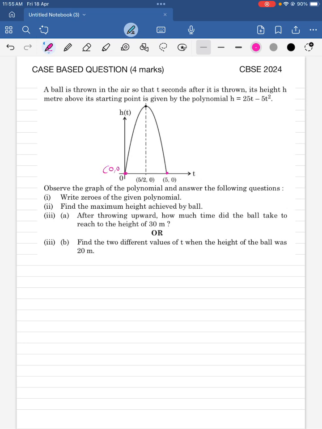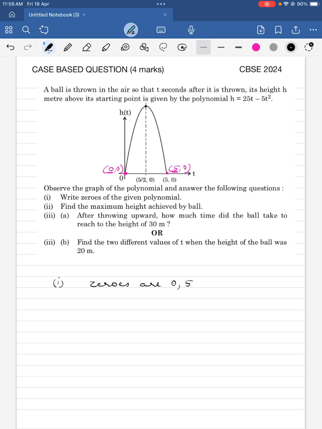It's 0, 0 because it's the origin. And the coordinates of the other point are 5, 0. So these are the 2 points where it's touching the x-axis, and the x coordinate of these points would give you the values of the zeros. Now what is the x coordinate of the first point? It is 0. And the x coordinate of the second point is 5. So basically the zeros of this polynomial are 0 and 5.